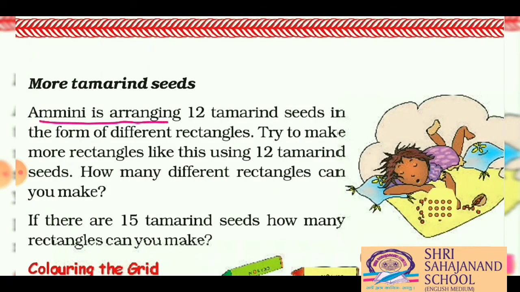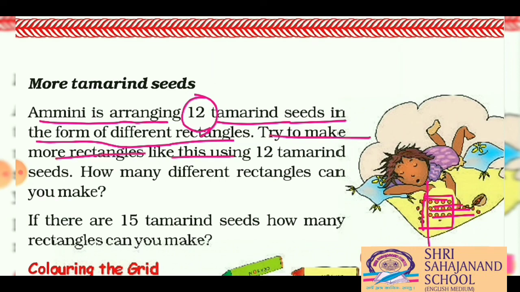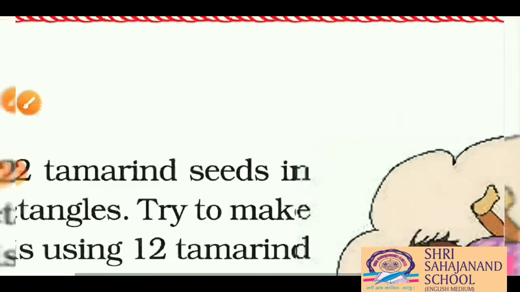Amini is arranging 12 tamarind seeds in the form of different rectangles. Okay, first we can see here. She has made 4 horizontally and 3 vertically. So total 12 imli seeds she has arranged. Now try to make more rectangles like this using 12 tamarind seeds. How many different rectangles can you make? Okay, so let's try to make it.